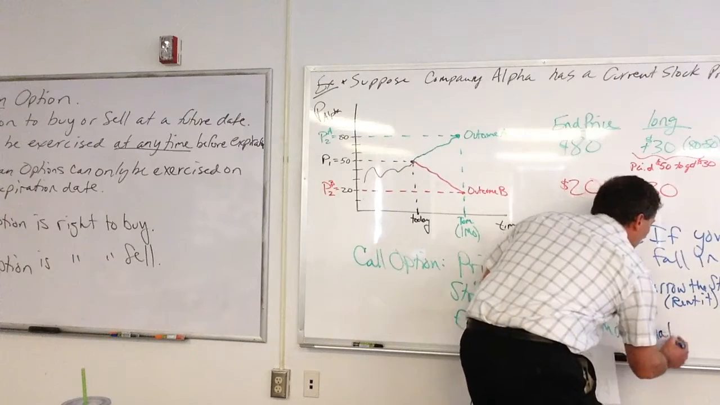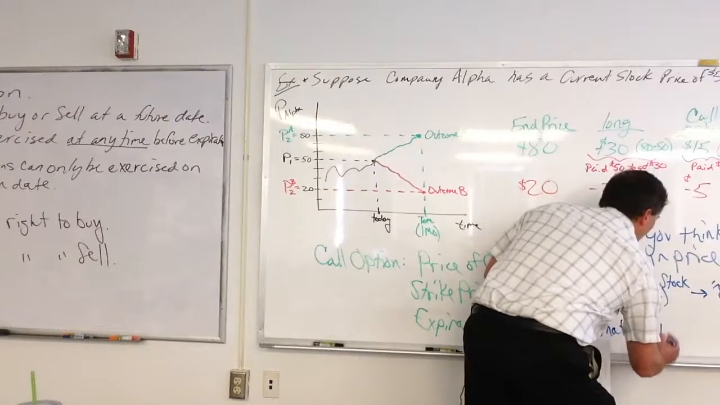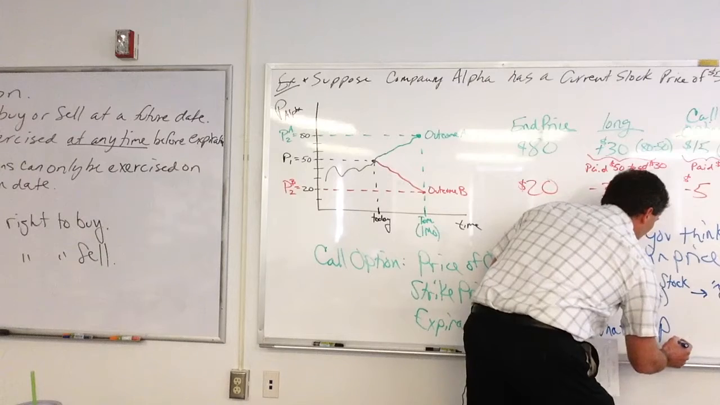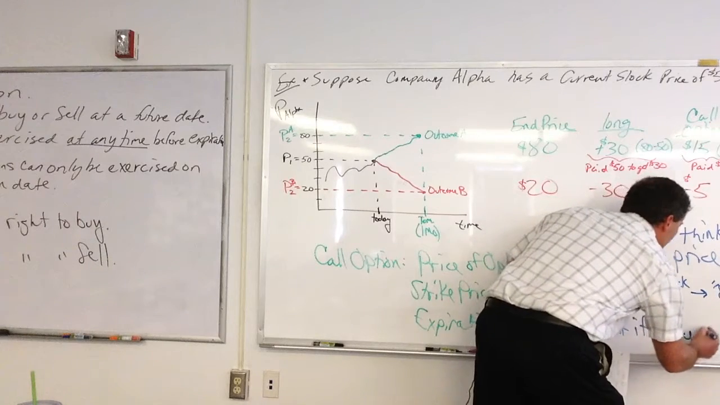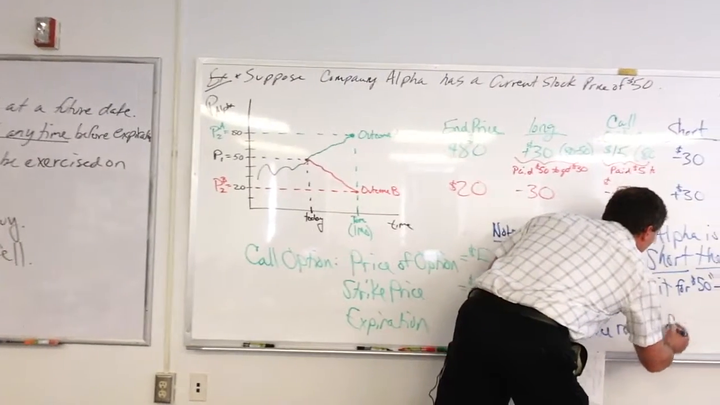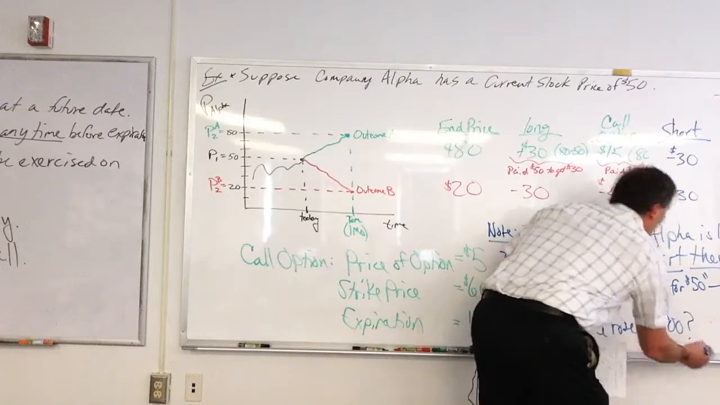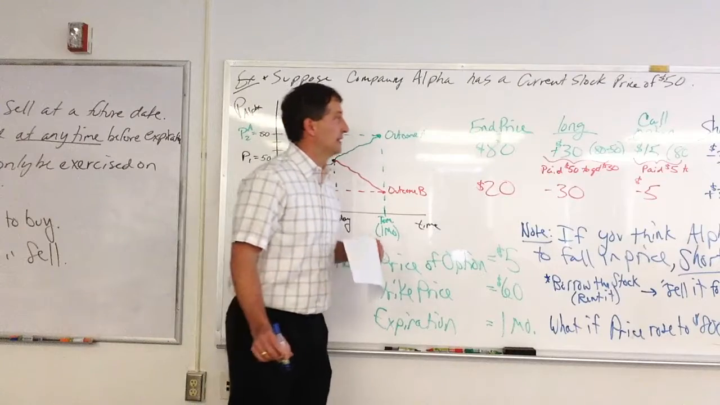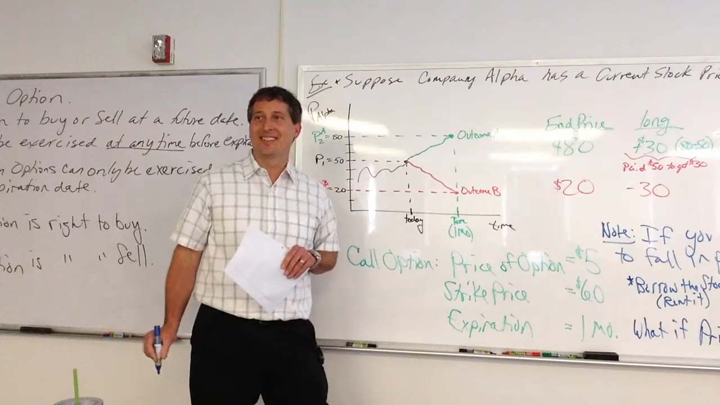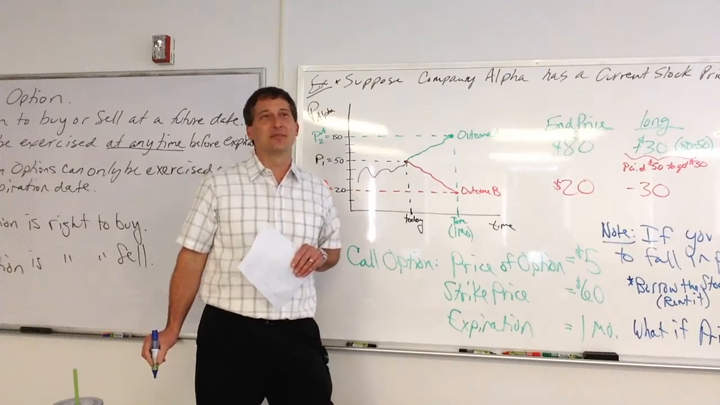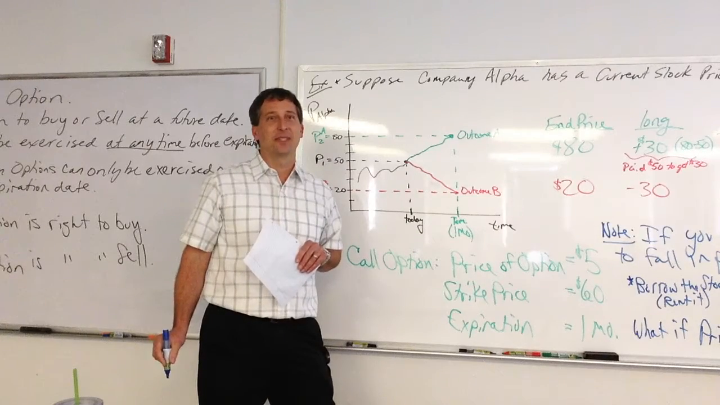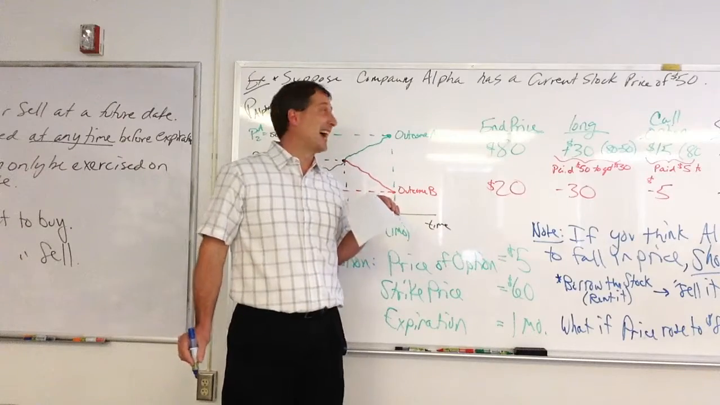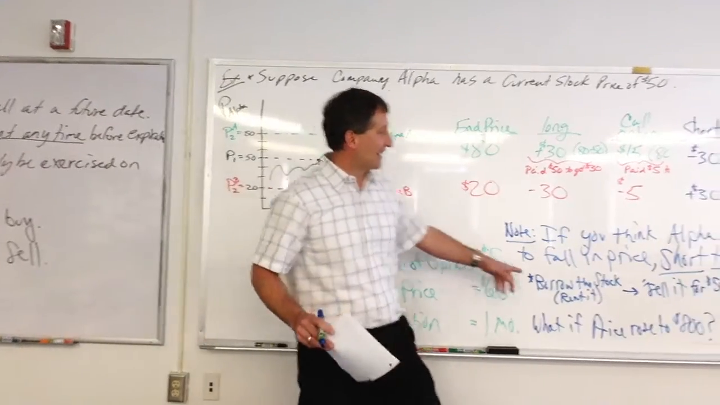So what if the price of alpha rose to $800 instead of 80? What would happen, besides possible suicide? Yeah, so we're talking big money.